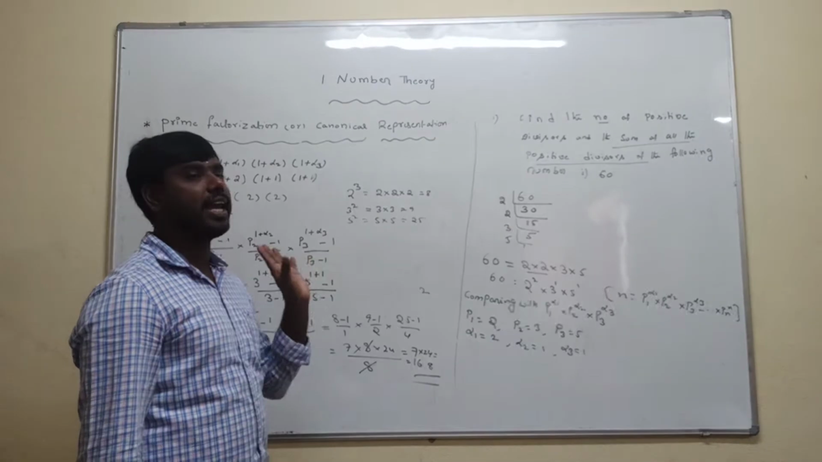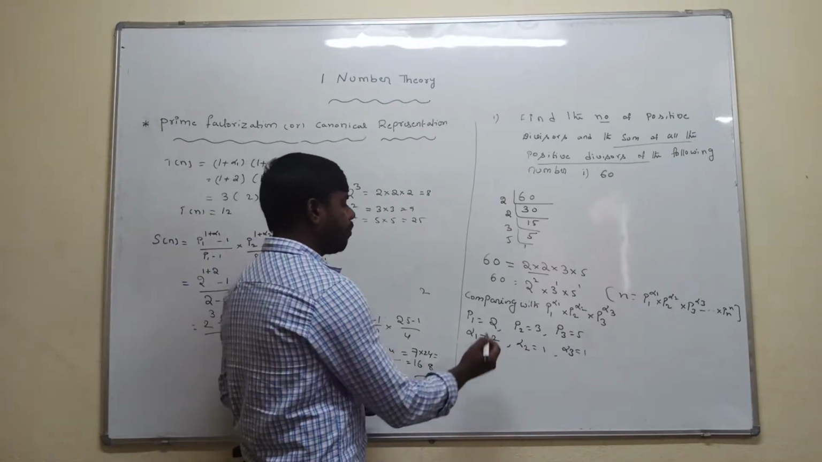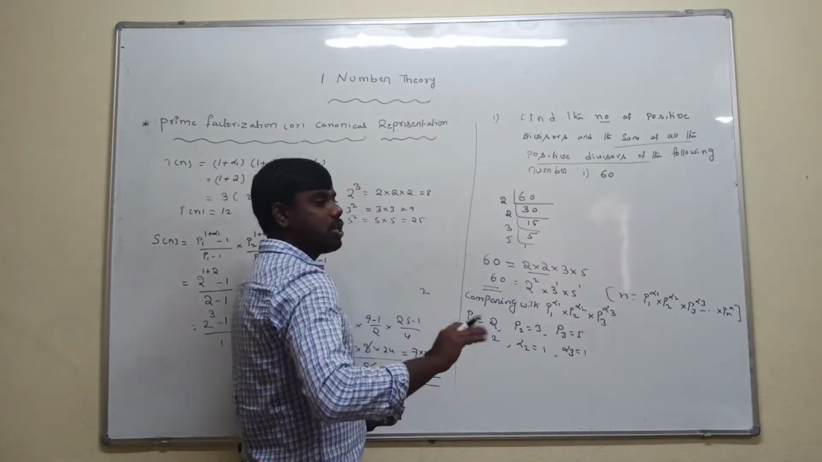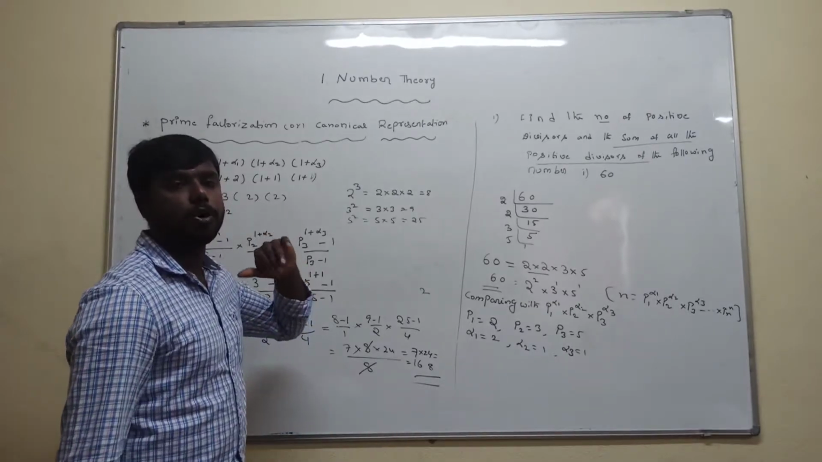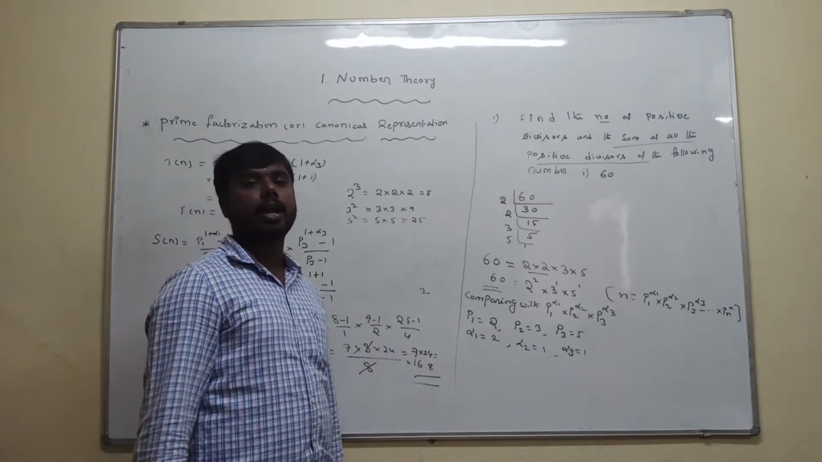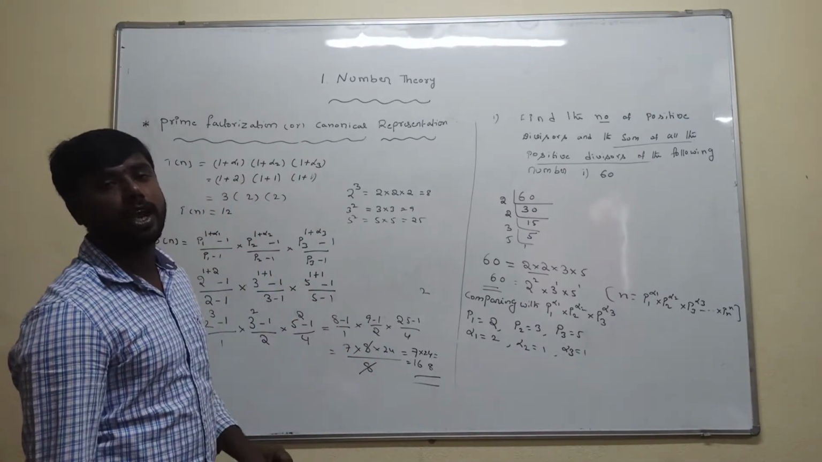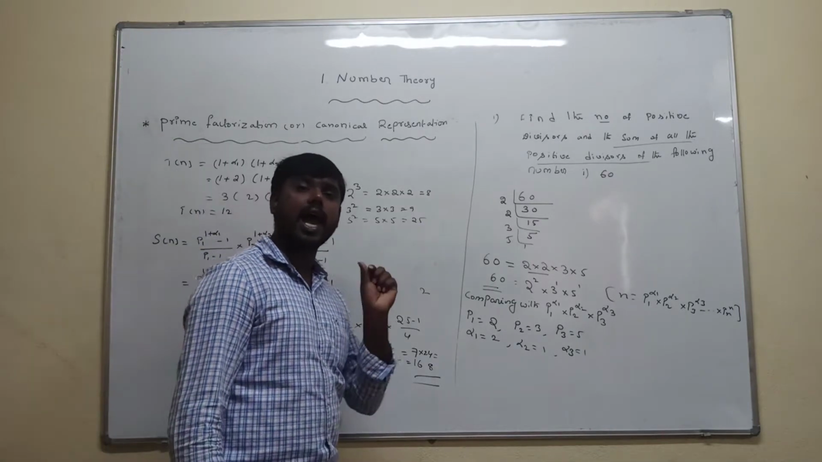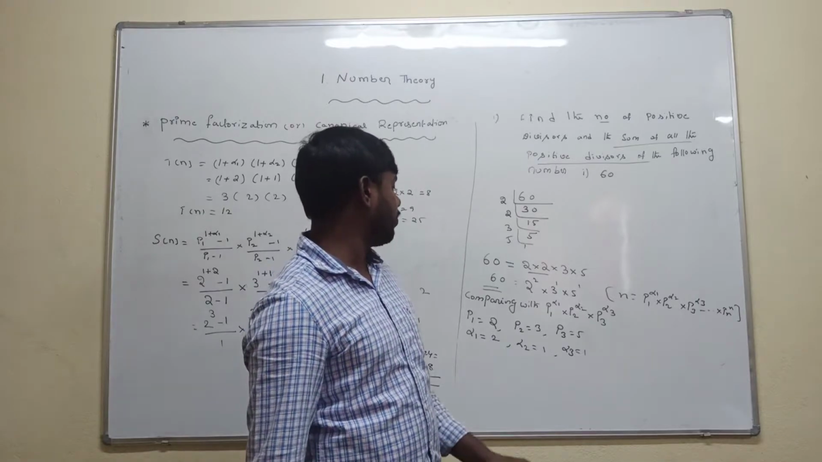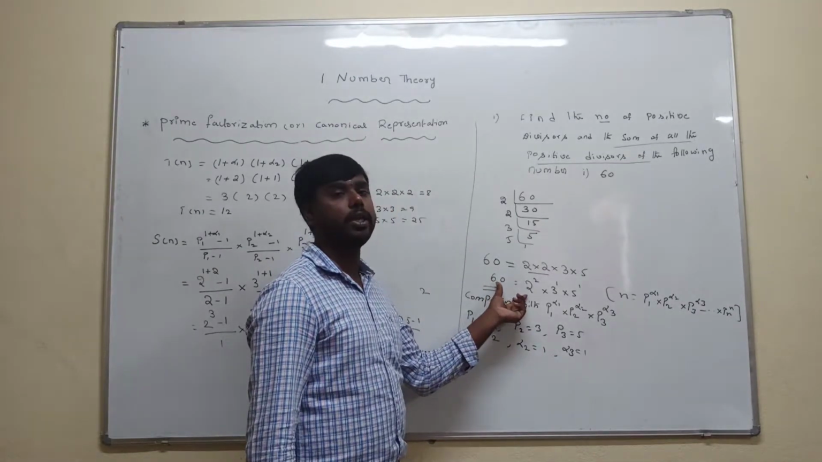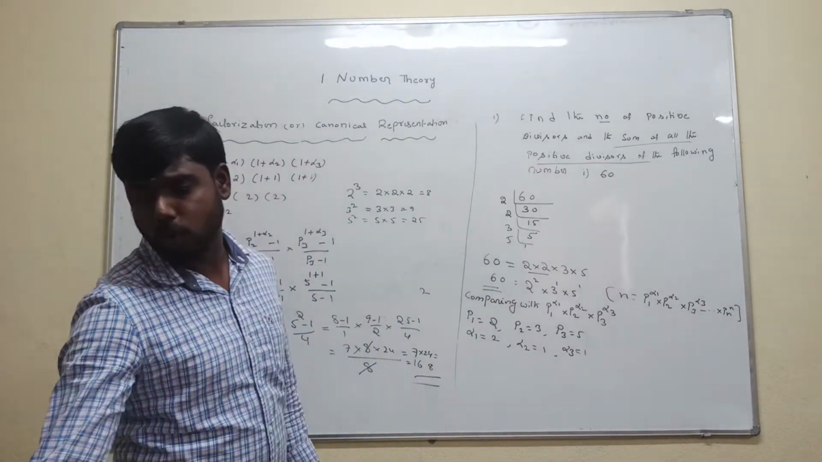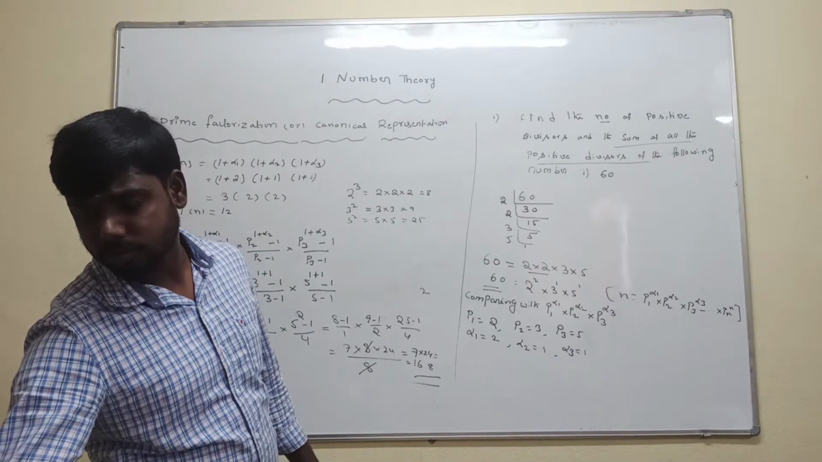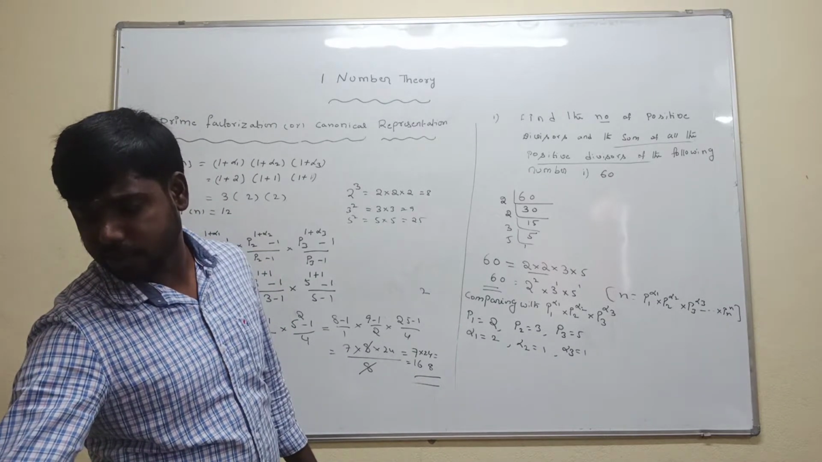Only when they ask for the canonical representation can we find these out. Suppose they ask to find the sum of divisors or the number of positive divisors, like that we need to calculate. Only when they ask for the canonical representation can we find it, up to here only. So now I am going to the exercise problems. Step by step I will explain that one.